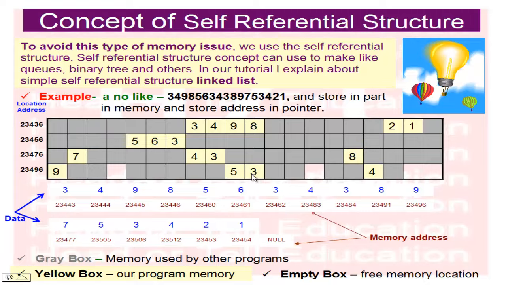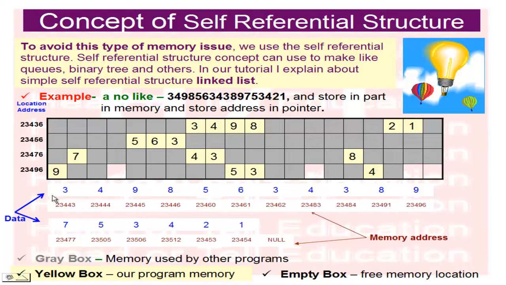So this is 505, 506, and the fourth is assigned location 23512, this location. Now for the last two numbers we find location 543, and one is assigned 23454, this location. So each variable is allocated at a different location.